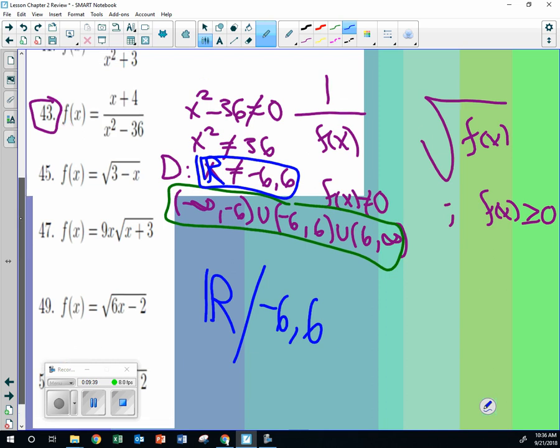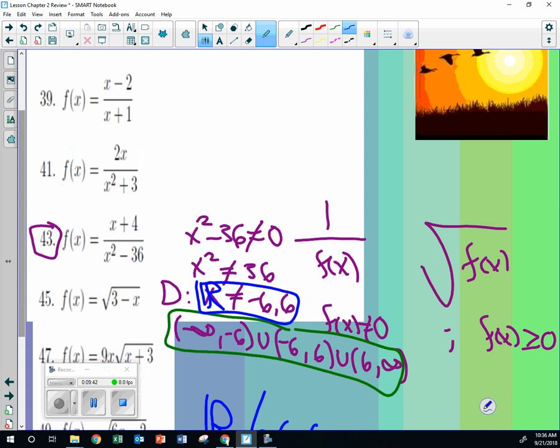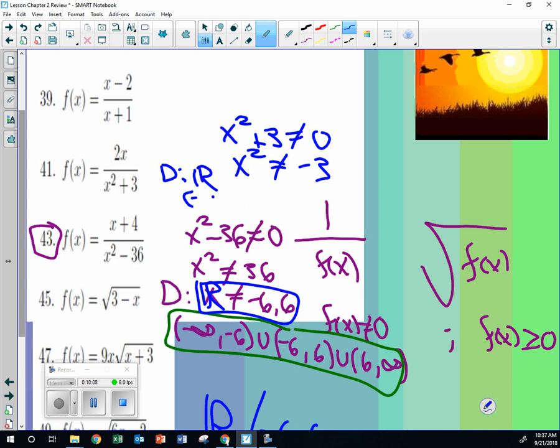41. So what's the issue with this one? Can't divide by 0 or square root of a negative number? Can't divide by 0. Now look what happens when I go x squared plus 3 cannot be 0. X squared is not equal to negative 3. Can you take the square root of negative 3? No. So this means that all reals are going to work. Negative infinity to infinity.